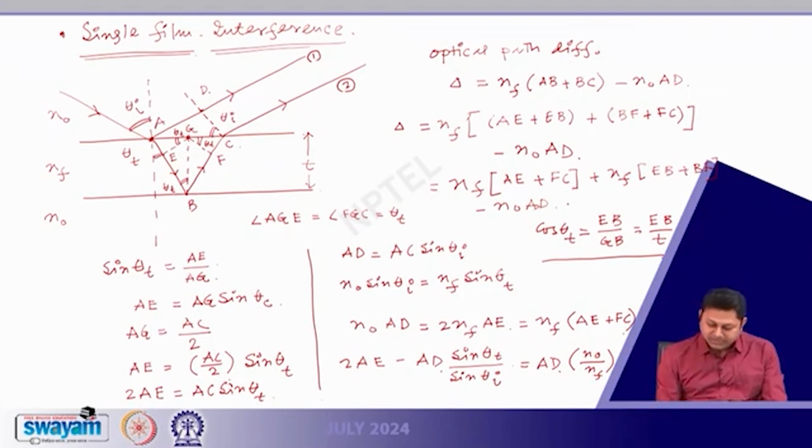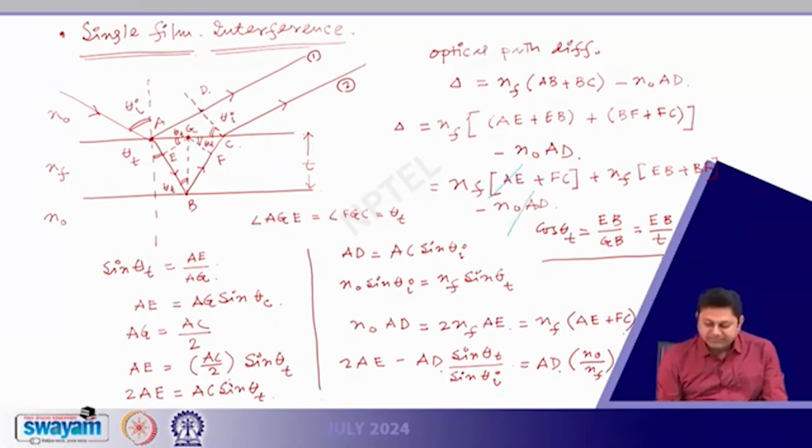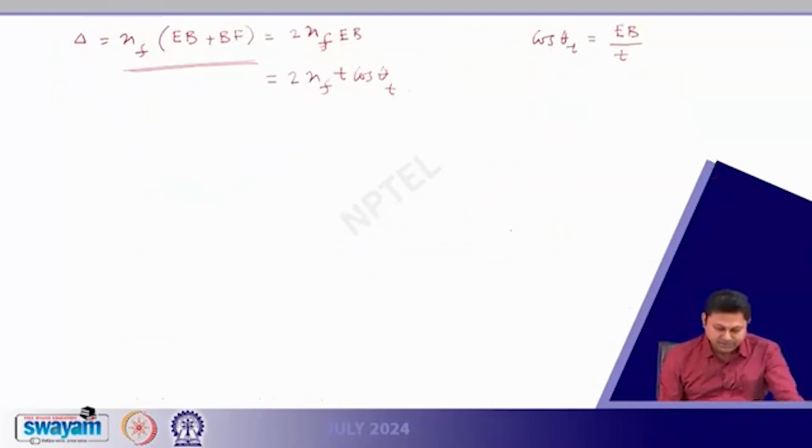Now N0 AD I calculate, which is NF (AE plus FC), with a negative sign. So these two terms, NF (AE plus FC) and N0 AD, are the same, so they will cancel out. The rest of the term is NF (EB plus BF), and that we essentially calculate in the next plate, which is equal to 2 NF T cos theta T.